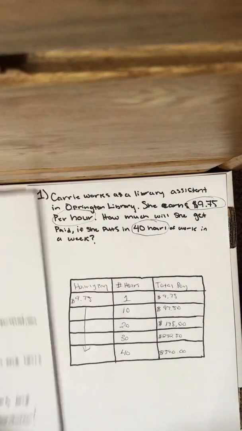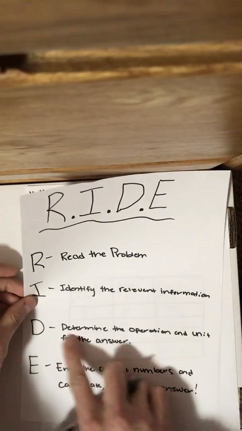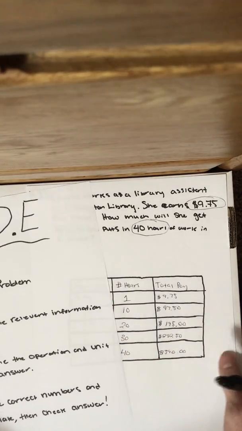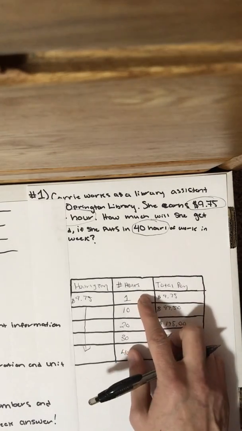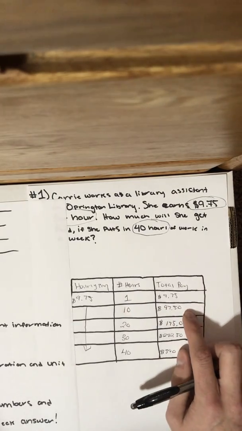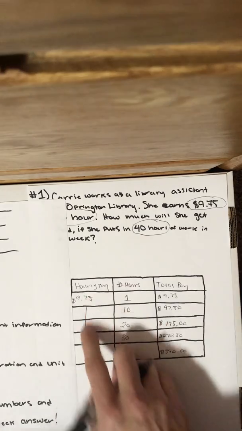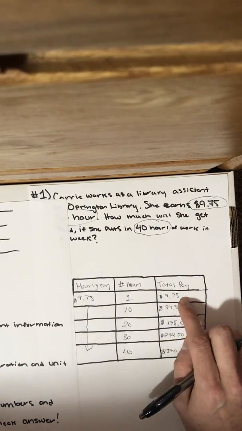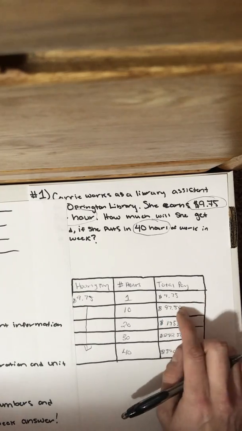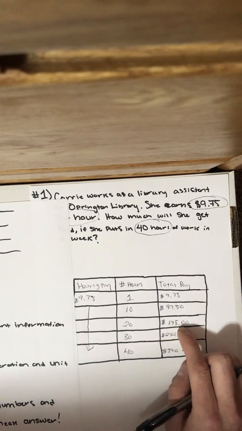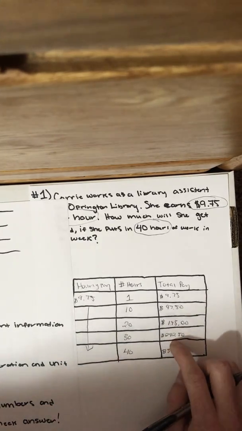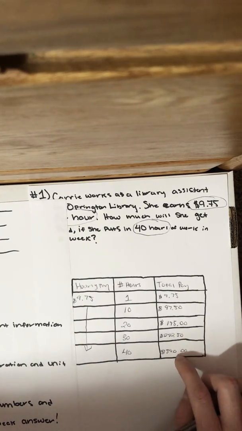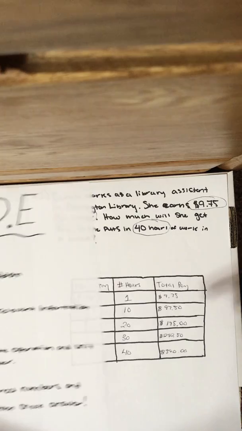We have to make sure that we completed all the parts of the D. So we determined the operation, which is the chart we're using, and the unit for the answer. Our unit is going to be the number of hours and the total pay. Once we filled out the chart, we can see that for 1 hour she gets paid $9.75, 10 hours is $97.50, 20 hours is $195, 30 hours is $292.50, and lastly 40 hours is $390. So that completes our D.